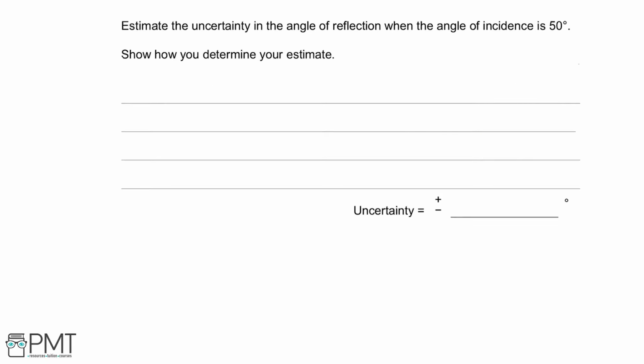Estimate the uncertainty in the angle of reflection when the angle of incidence is 50 degrees. Show how you determine your estimate. You should already know how to find the uncertainty in a range of values, and if you don't, I'll tell you now. The uncertainty is the range divided by 2.